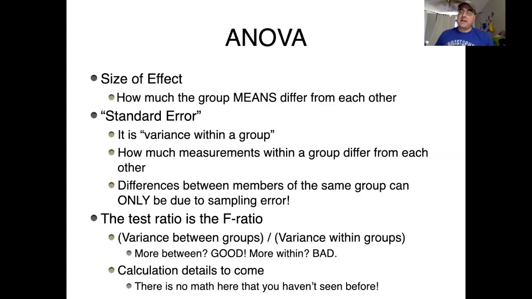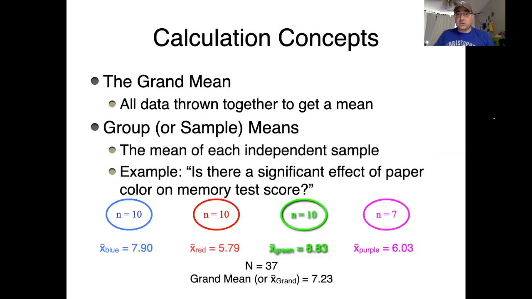The devil's in the details. Exactly how do we get the number for the top and the number for the bottom that we can then put into a ratio, and that's what the rest of the lecture is all about. All right? So in order to do that, we're going to need a few concepts in our bag of tricks that we can use later on to figure out what's going on. The first one is the grand mean.